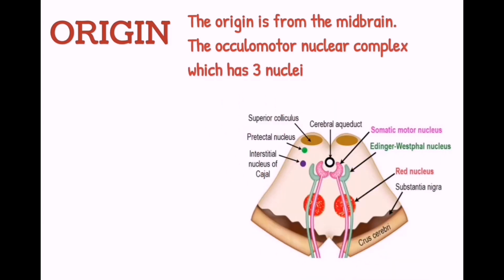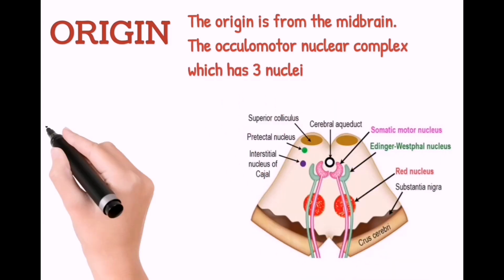I know that it's from the midbrain. But where is the midbrain? It is a part of the brain stem. And where is the brain stem? It is located inside the skull, just above the foramen magnum. Now, what is foramen magnum? It is just the opening at the base of the skull.